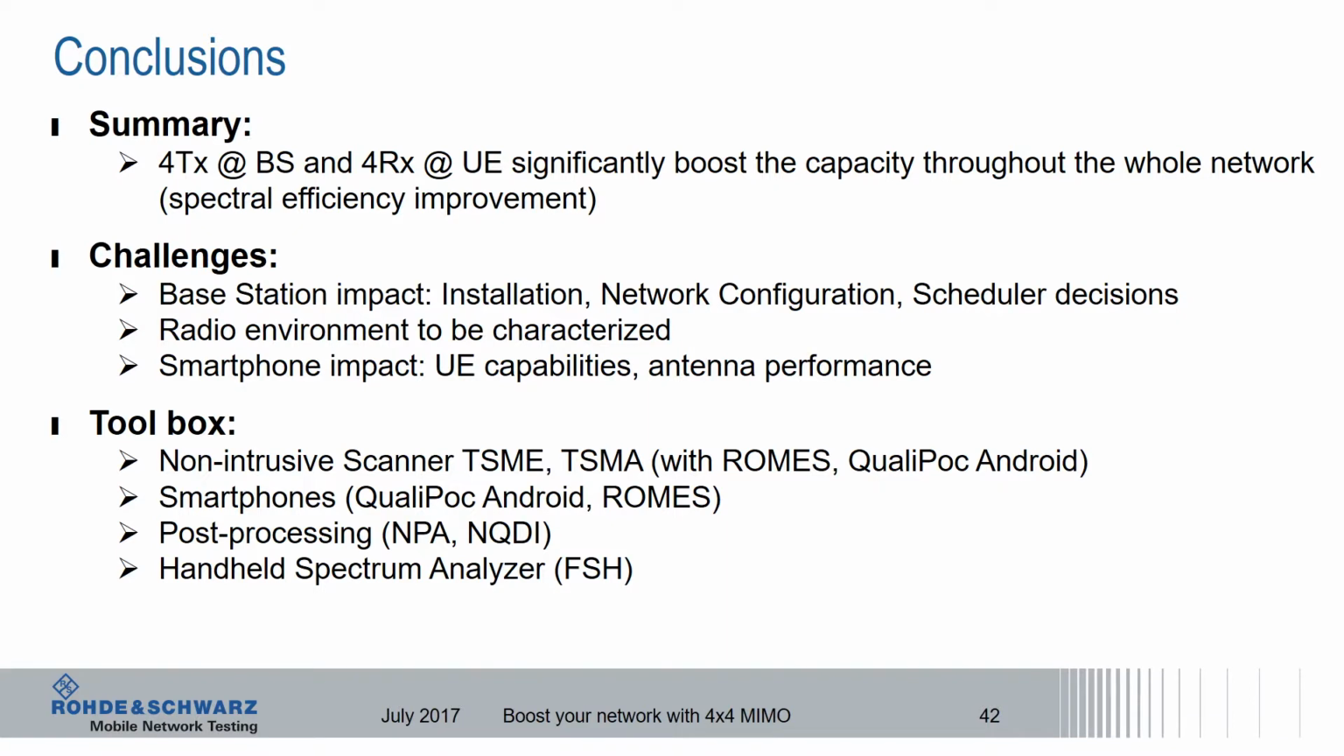So let's come to the conclusions. In summary, 4 TXs at the base station side and 4 RXs at the UE side clearly boost the capacity throughout the whole network. Challenges you will face, first of all, are at the base station itself. You have to be careful on the installation side. Do not mix up the ports at the antenna. Be careful with the network configuration that everything is correctly done.